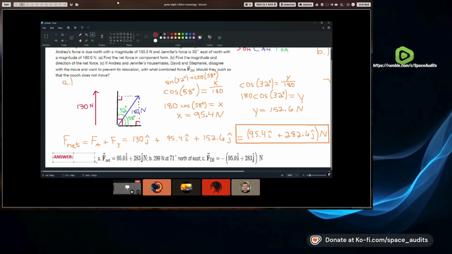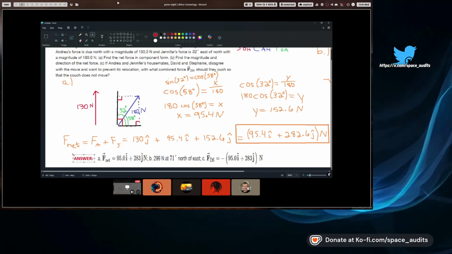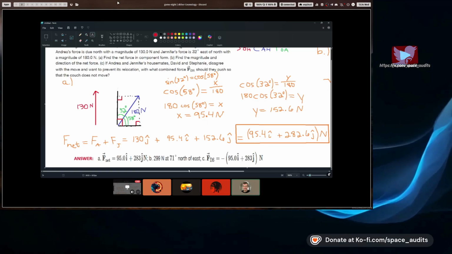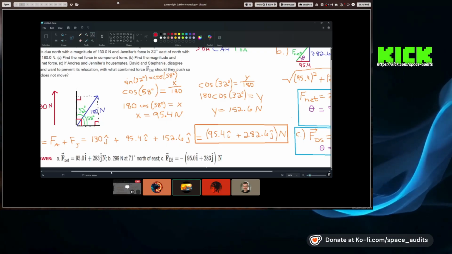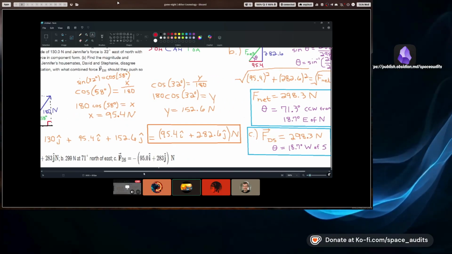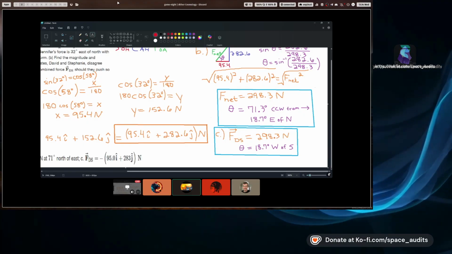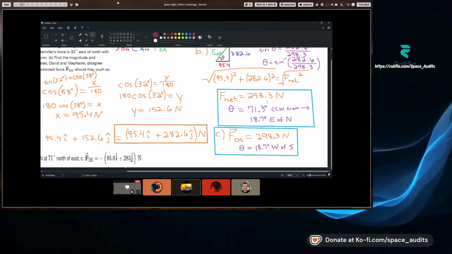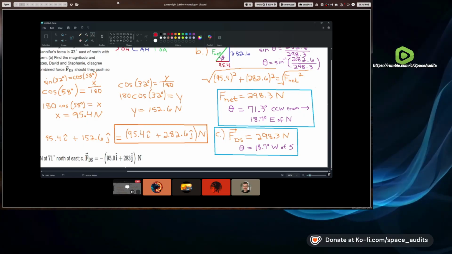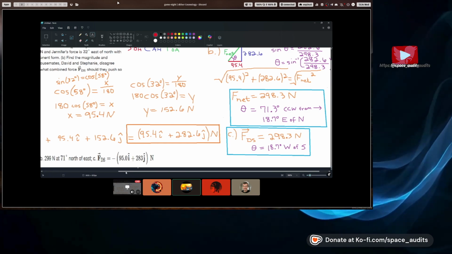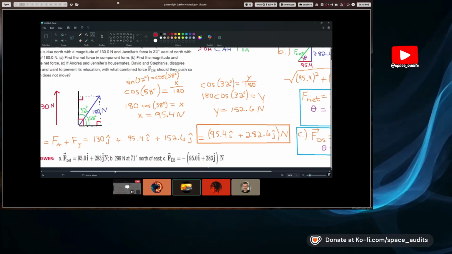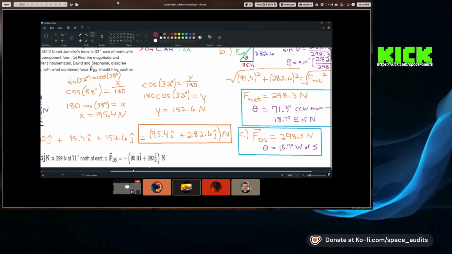Oh, they rounded up to 90, or rounded down to 95. Yeah, 95 and 283. They just use different precision. And then 299 at 71 degrees north of east. Okay, that's within one. And then, oh, they gave it in component form. So they just took literally what we gave before and put a negative sign. Look how smart they are.